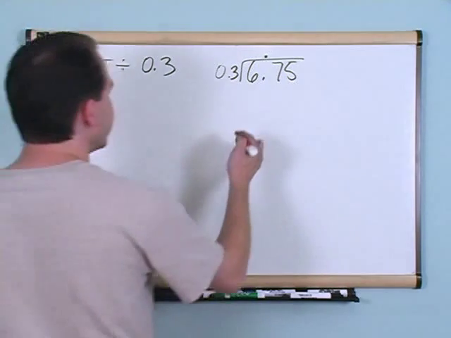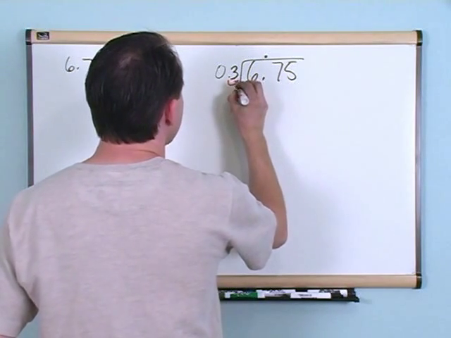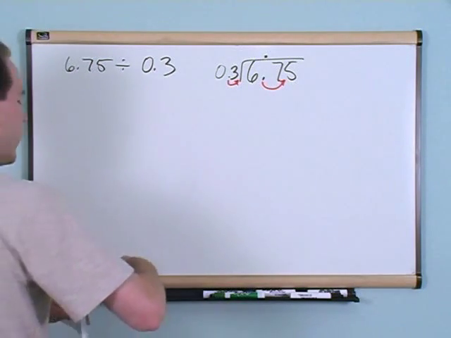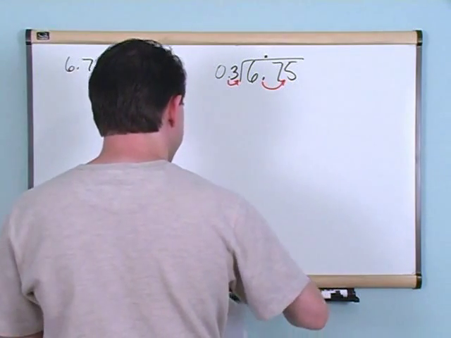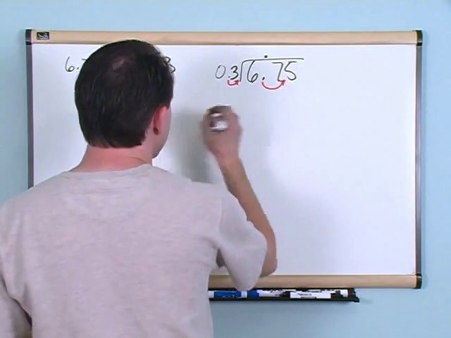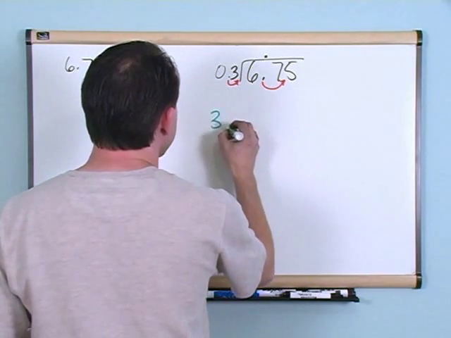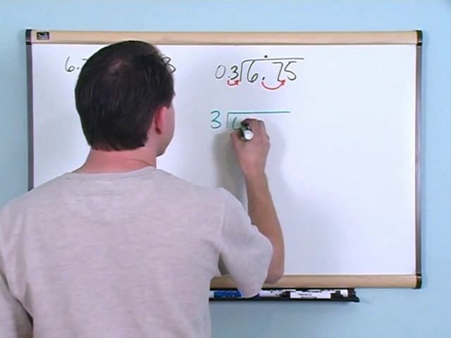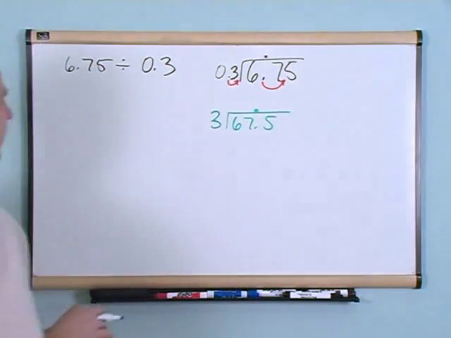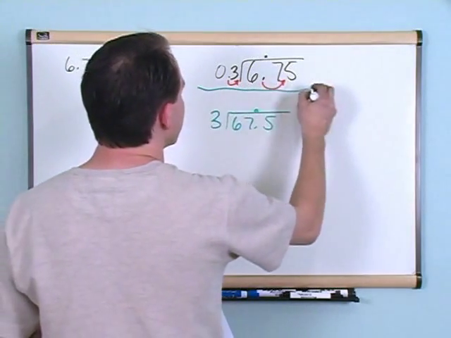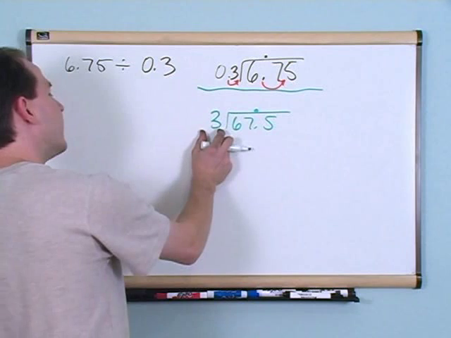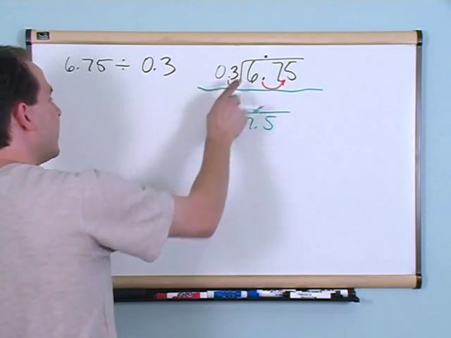In order to do this, all you do is you move this decimal point over 1 and this decimal point the same amount over, okay? So when you rewrite your problem, when you move the 3 over there, it's going to be a 3, and then you're going to have 67.5 on the inside, and you're going to have your decimal point over here for the answer, okay? What you have done is you have transformed the problem into something you like. You always want to divide by a number that doesn't have a decimal point.